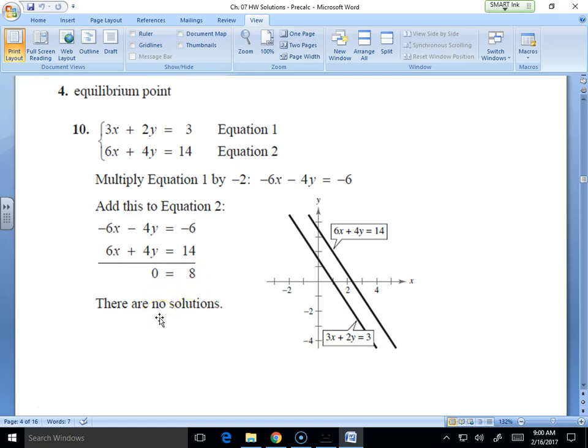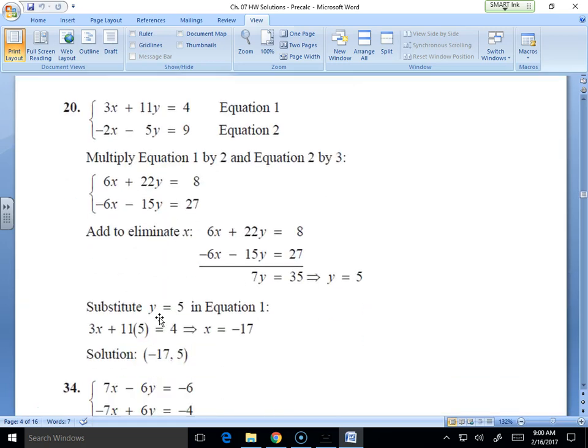False. You get a false statement. Hence, there are no solutions. The lines are parallel. Number 20.